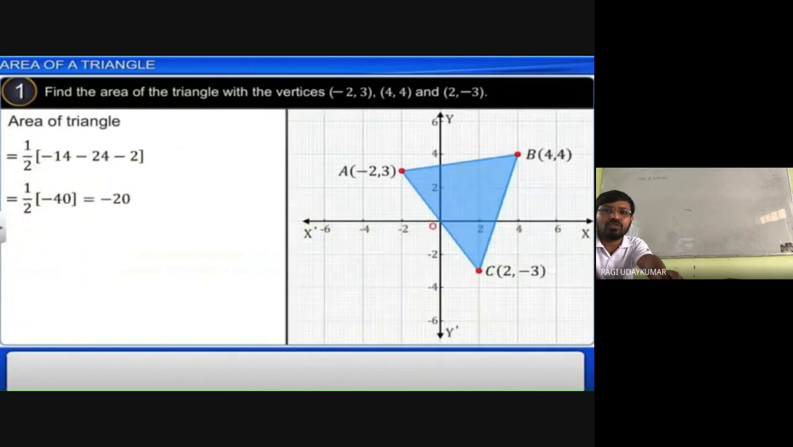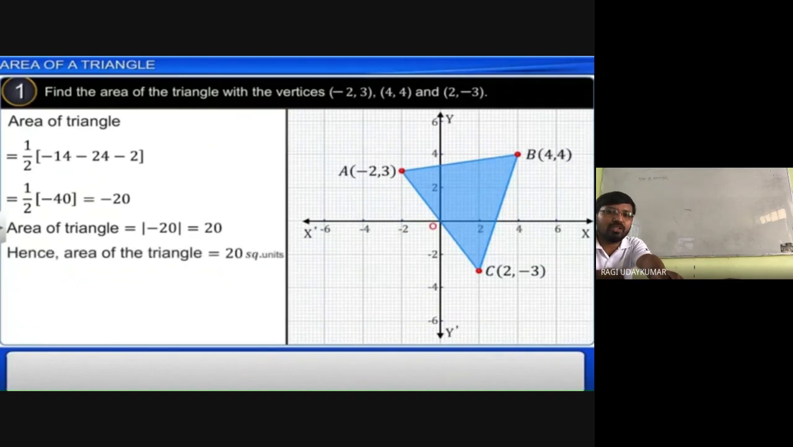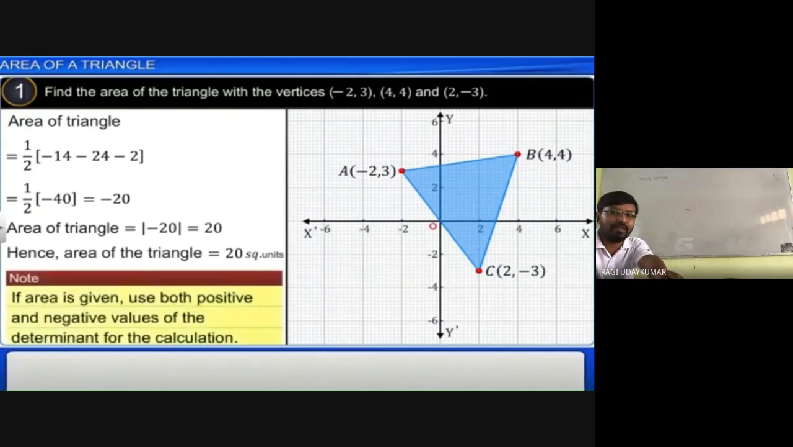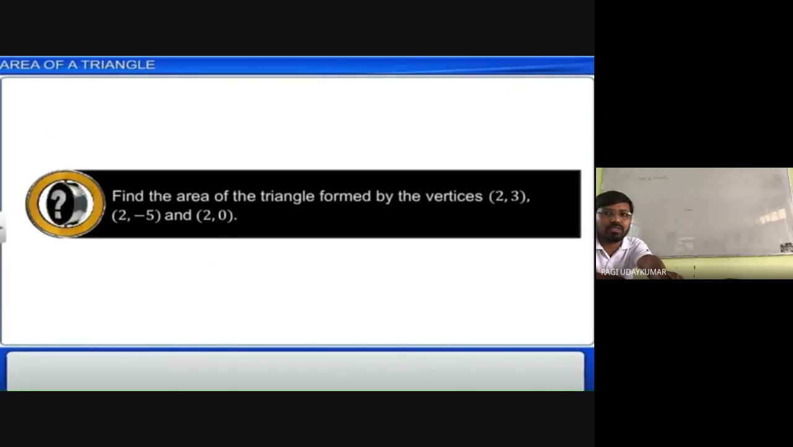Yes. So this is the way, you are not supposed to write the area of the triangle as minus 20. The absolute value should be taken into consideration. Therefore, the area of this triangle will be equal to 20 square meters. If the area is given, use both positive and negative values of the determinant for the calculation. In any problem, if the area is given to you, both positive and negative can be taken into consideration. So let us see one more problem based on this.